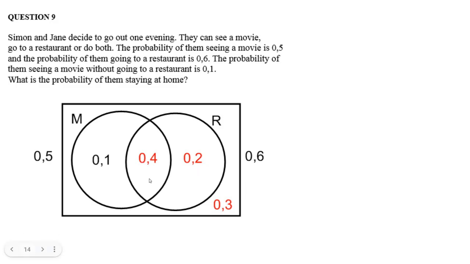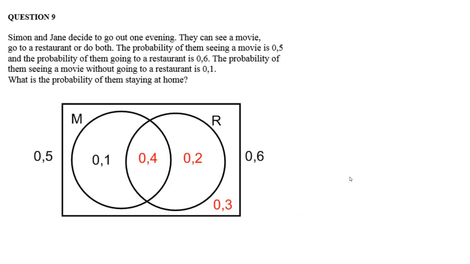And then once you get the 0.4, everything in the restaurant's got to add up to 0.6, so that's got to be 0.2. And then once you've got all of that, that's 0.5 plus 0.2. All the probability together adds up to 1. So you go 1 minus that 0.7, that's got to be 0.3.